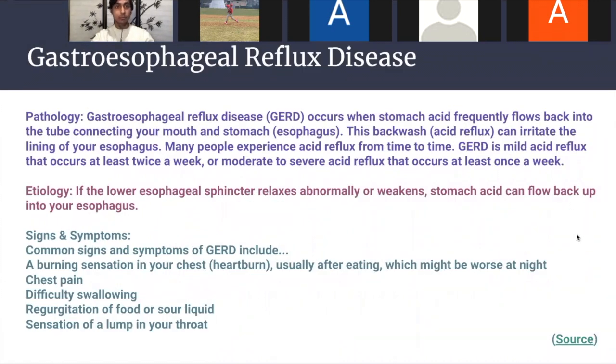GERD. I know someone mentioned that. We think of acid reflux, heartburn. Very commonly, we refer to this. It's a very common condition. You might not be diagnosed with it, necessarily, if it's very mild.